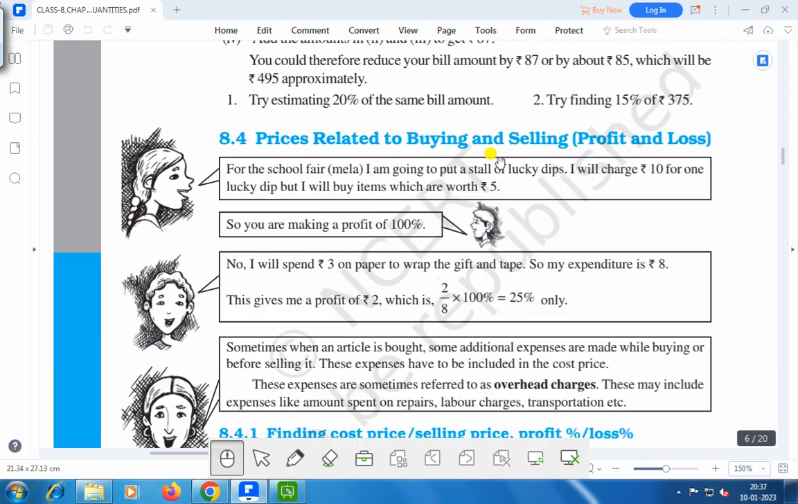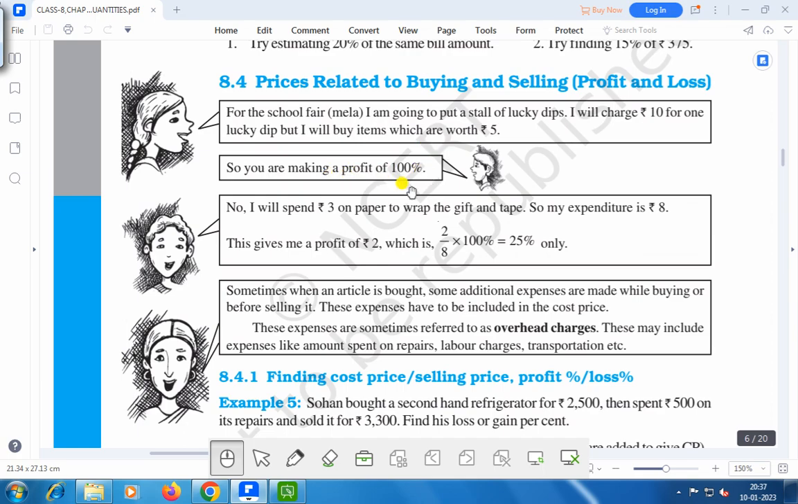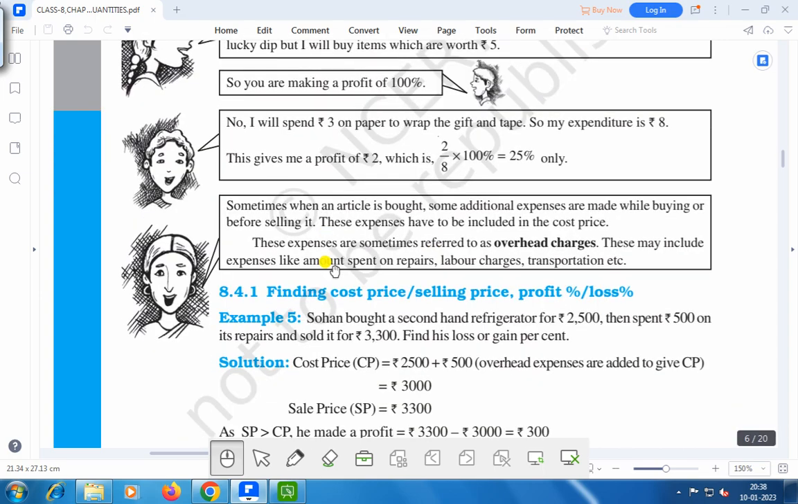Now, price is related to buying and selling, that is profit and loss. For the school fair, I'm going to put up a stall of lucky dips. I'll charge rupees 10 for one lucky dip, but I will buy items worth rupees 5. So you are making a profit of 100%. No, I will spend rupees 3 on paper to wrap the gift and tape. So my expenditure is rupees 8. This gives me a profit of rupees 2, which is 2 by 8 into 100%, that is 25% only.